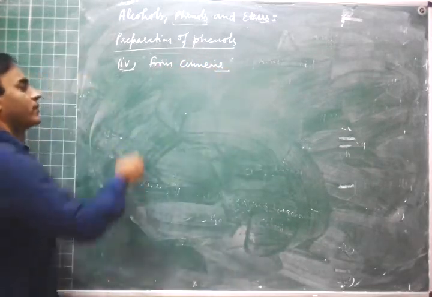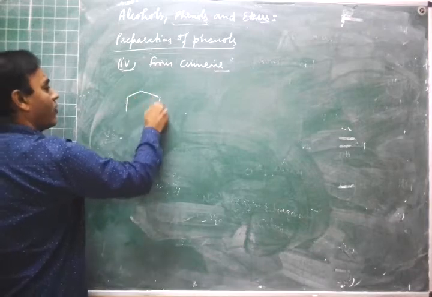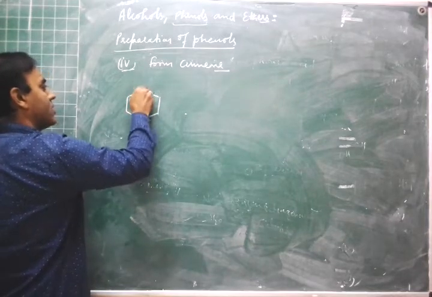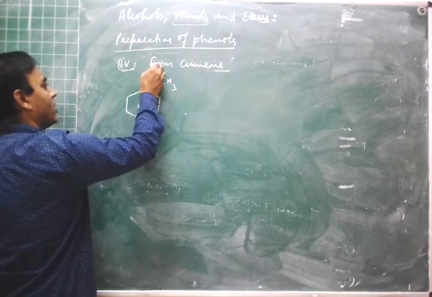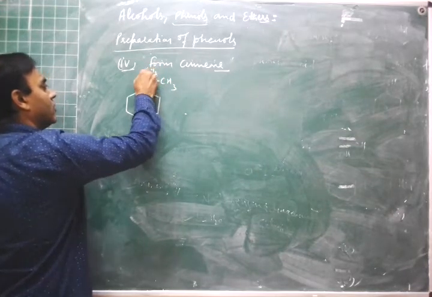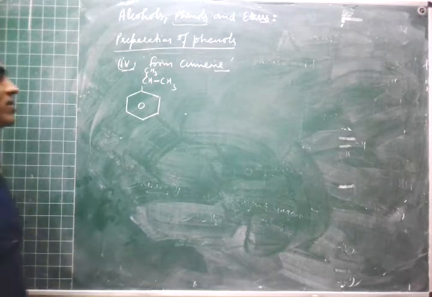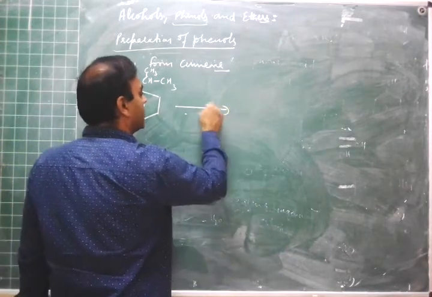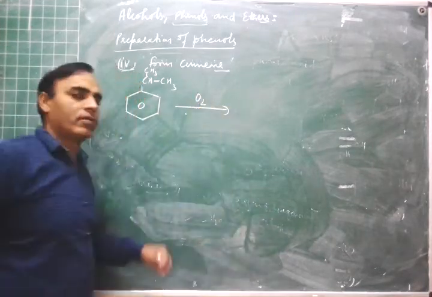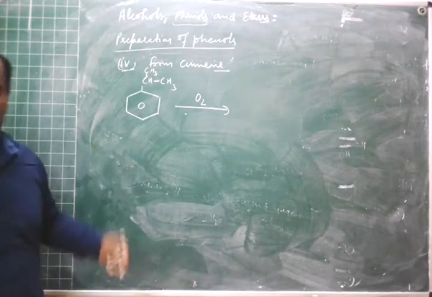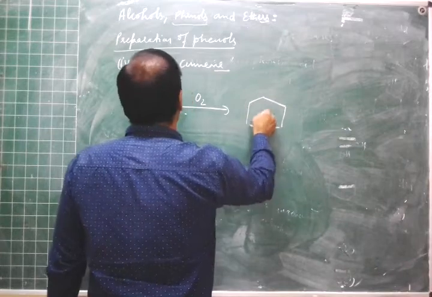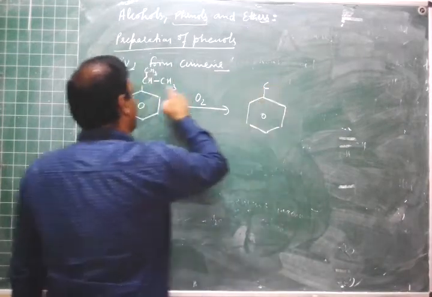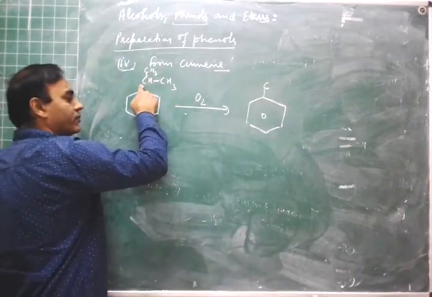From cumene. Cumene is what? Isopropyl benzene. This is isopropyl benzene, right? Now it is reacted with oxygen, or you can mention here air also. Then this will give this type of product, that is between this carbon and hydrogen.